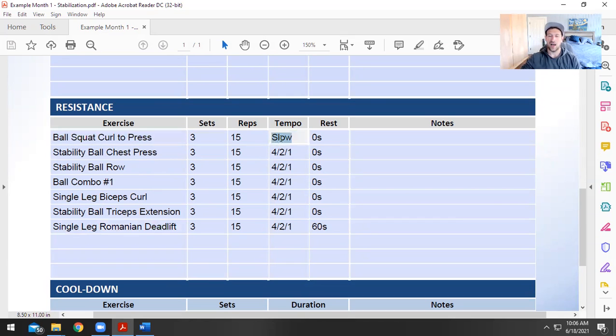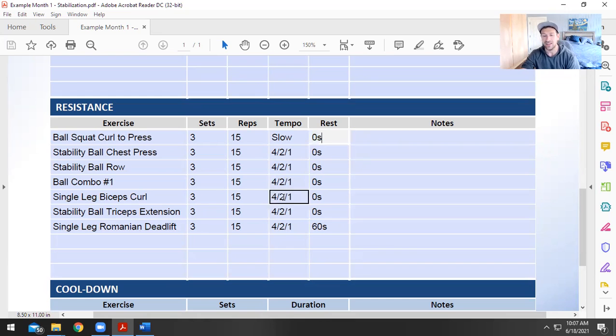with the exception of the total body movement. With total body, I never tell my client to do 4-2-1 because literally it would be like you would squat 1, 2, 3, 4, hold your squat 1, 2, stand, do a bicep curl 1, 2, 3, 4, 1, 2, 3, 4. It would literally take you like 18 seconds per rep, which would be kind of silly. So instead of doing that, we just say slow.